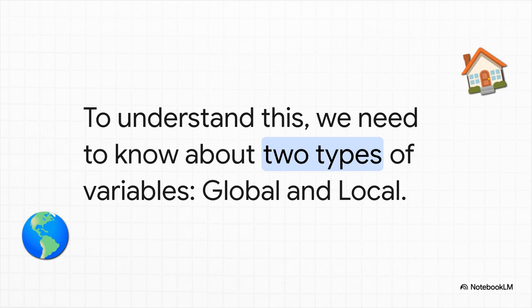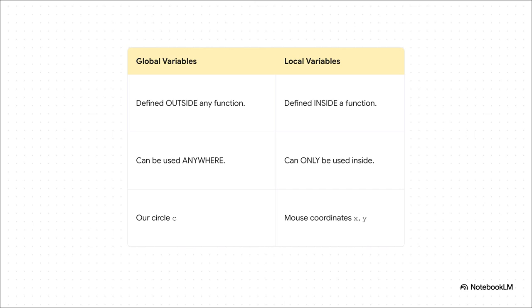Okay, but this brings up a deeper question. How does the onMousePress function suddenly know what c is? The answer has to do with where we create the variable. And this leads us to a really fundamental idea in programming, the difference between global variables and local variables. This table lays it out perfectly. A global variable, like our circle c, is created outside of any function, just out in the main part of our code. Because of that, it can be seen and used anywhere.